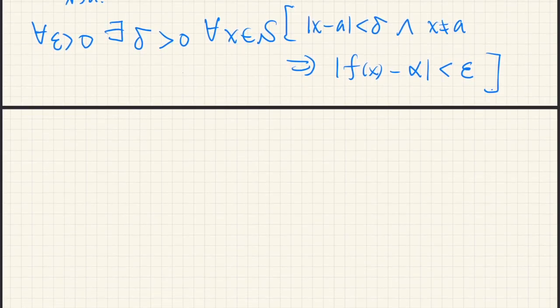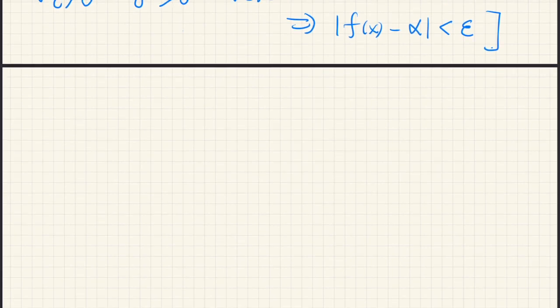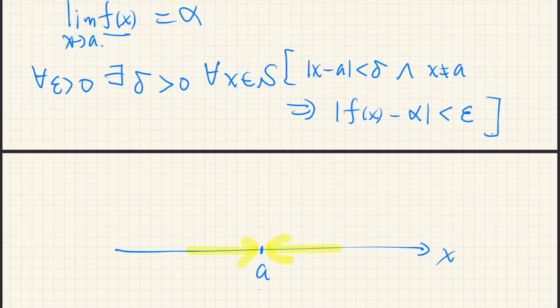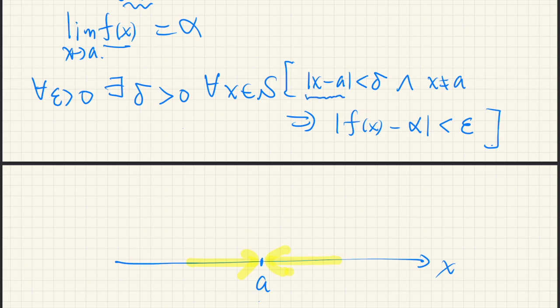Okay, and this was easy in the one-dimensional case because in one dimension, the ways of approaching a were just two, either from the left or from the right. And this was expressed in terms of this absolute value of the difference between x and a.